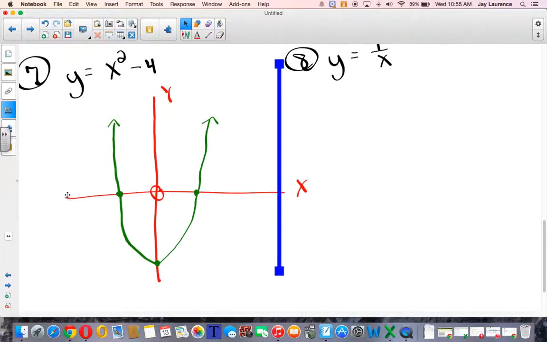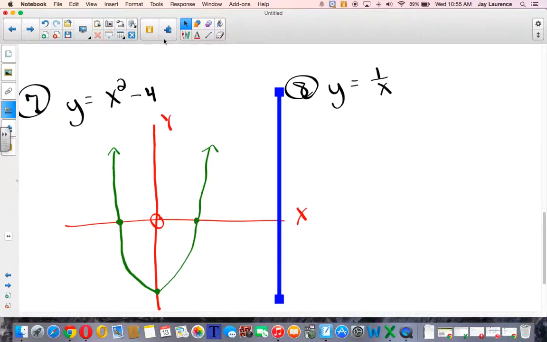The domain would be all real numbers because x would be anything. The range would be any real number such that y is greater than or equal to -4 because notice the parabola doesn't go below (0, -4). So the range would be any real number such that y is greater than or equal to -4.